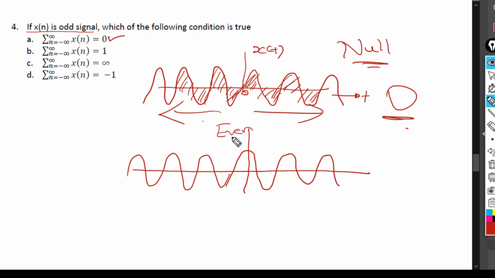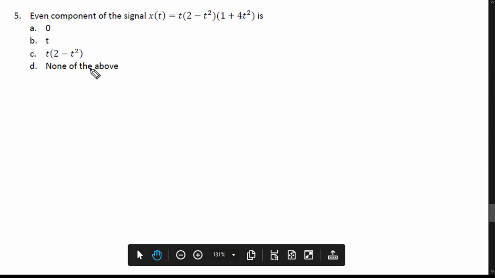For even, no, this is not the case. You won't get 0. But for odd, this is the case where you sum up all the amplitude, both on the positive side as well as the negative side. So those two cancel out. The resultant we get is actually 0. Okay, we'll look at the fifth question.